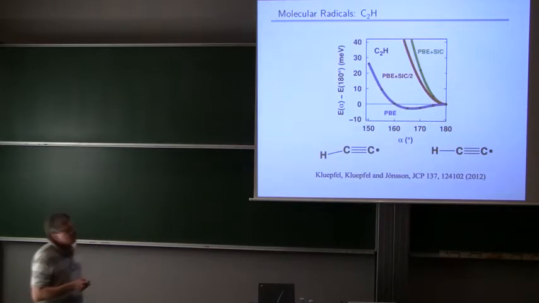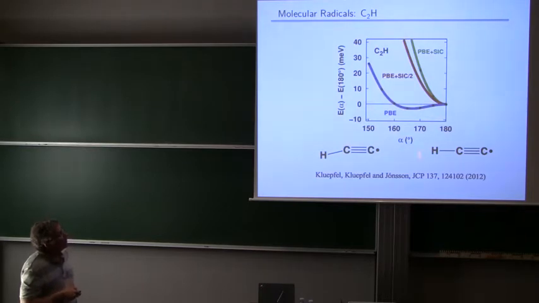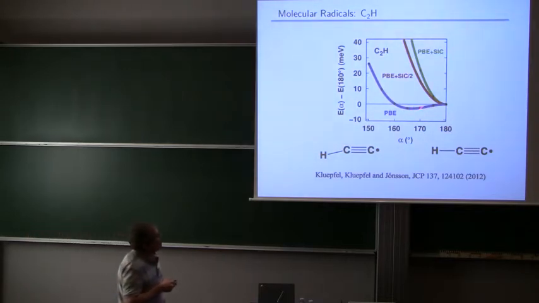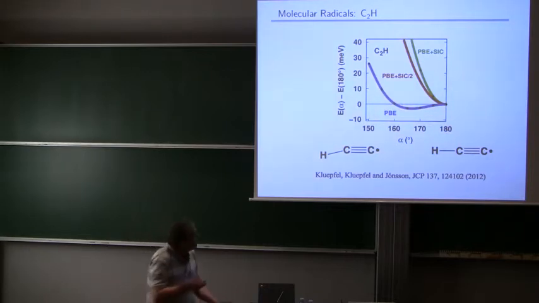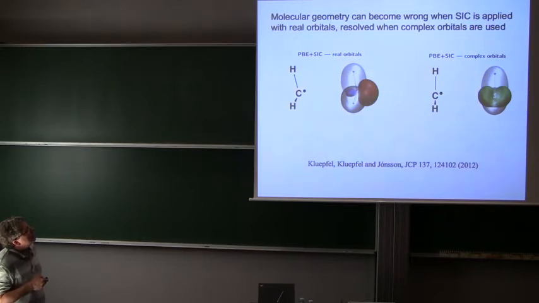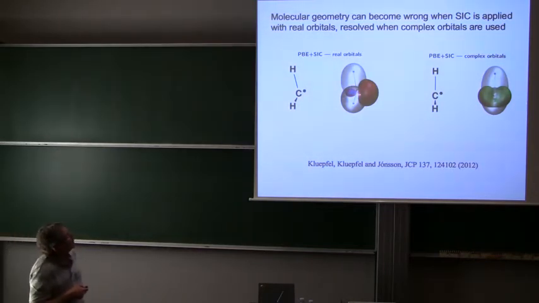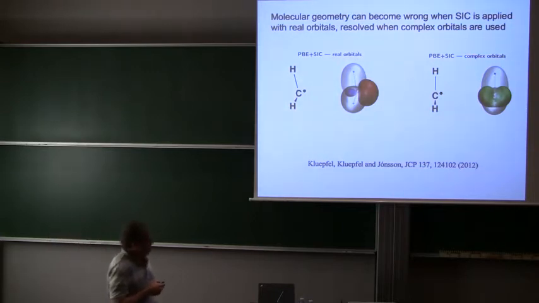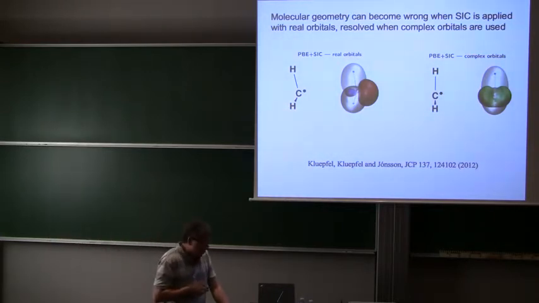Okay, but it does do a lot of things amazingly well. So here's this molecule that turned out to have the wrong structure. And by applying SIC, whether it is full SIC or half SIC, it fixes this minimum that comes out as a function of the angle. And here's another case that Kümmel and Kronik in Germany had pointed out, that with SIC you get the wrong structure for this methyl molecule. It turns out that that's a problem with the real implementation. If you use the complex, it's okay.